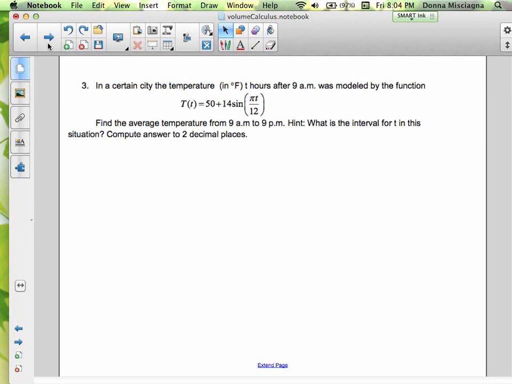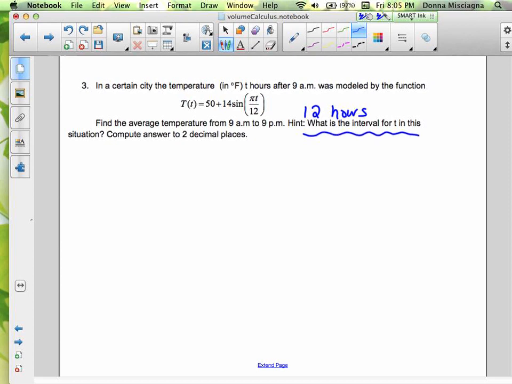And we want to find the average temperature from 9 a.m. to 9 p.m. Right, so don't say 9 minus 9, oh, 0. What's the interval of time in this situation? Well, the interval is 12 hours. So be careful with time. Don't think of it as just subtracting the hours. That would work great if we used military time, because the hours repeat, and 9 a.m. and 9 p.m. are very different. You want to find the total hours. So our interval is 12 hours.